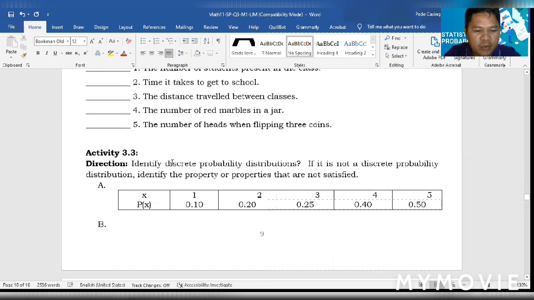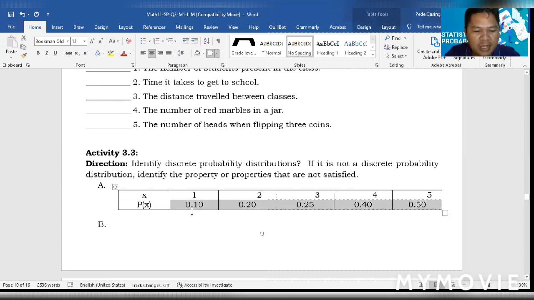For activity 3.3, you are going to identify discrete probability distributions. If it is not discrete probability distribution, identify the property or properties that are not satisfied. So, ang gagawin mo lang dito, i-add mo lang ang P of X. Okay, sa probability. Pag magiging 1 siya, when you add 0.10 plus 0.20 plus 0.25 plus 0.40 plus 0.50, pag equals to 1, ang sum, that is probability distribution or discrete probability distribution. Pag hindi siya equal ng 1, not probability, not discrete probability distribution.